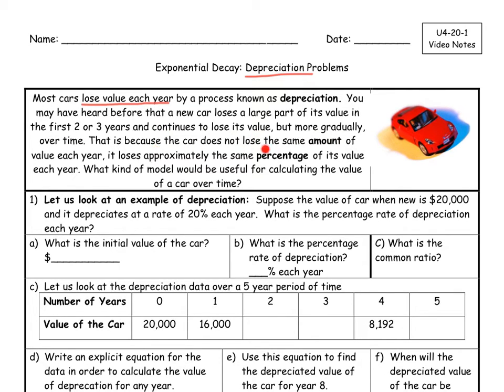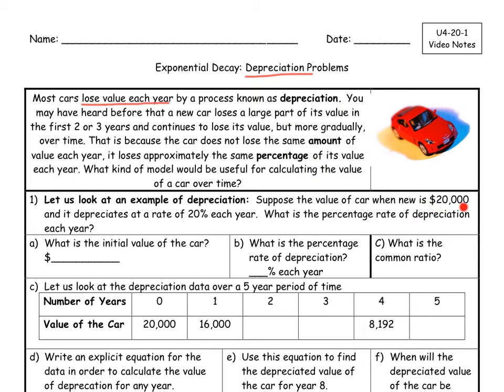That's because the car does not lose the same amount of value each year. It loses approximately the same percentage of its value each year. What kind of model would be useful for calculating the value of a car over time? So we're going to use an exponential decay model. So we're going to look at this example.